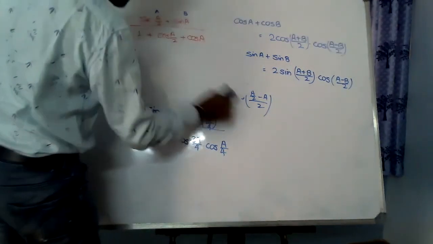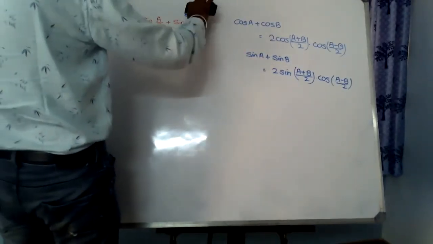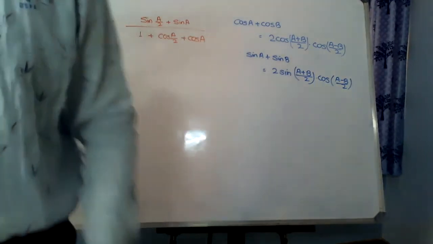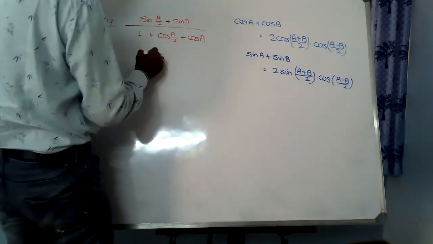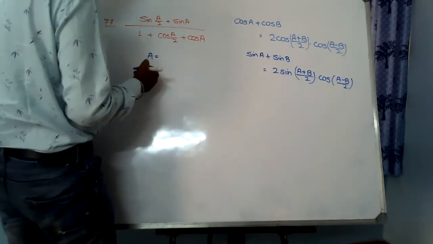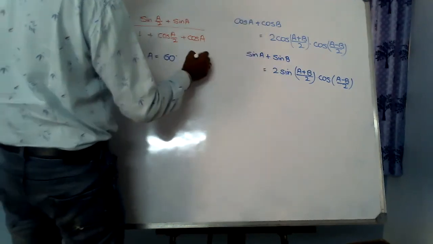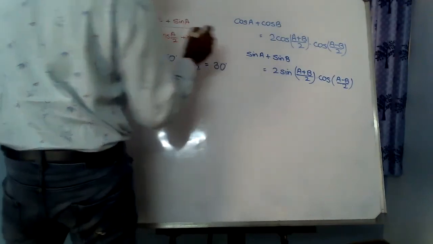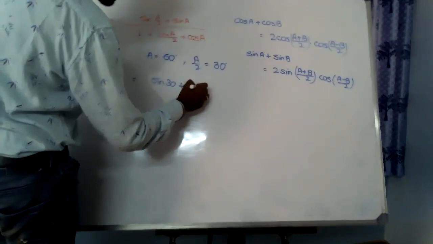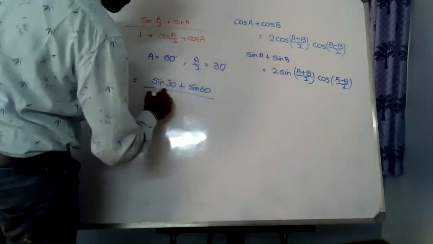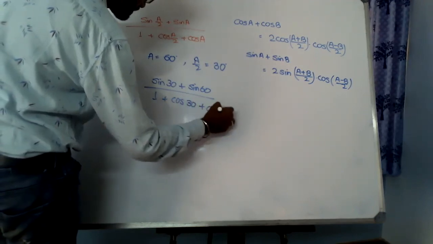Rather than applying the formulas, you assume some value of A, such that the value of A by 2 you should also know. You assume it as 60 degrees or 90 degrees, that's your choice. Let's go with 60 only, that's fine. So A by 2 will be 30, am I right? So substitute there. Sin A by 2, that means sin 30 you put, sin A means sin 60 you put, divided by cos A by 2, so cos 30 you put, plus cos 60 you put.